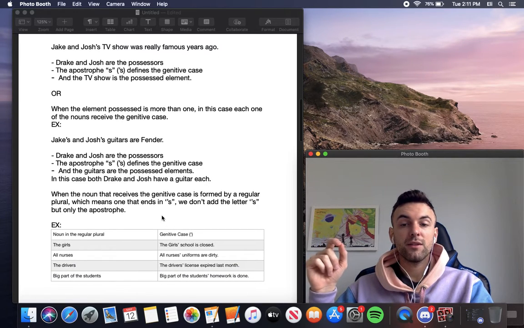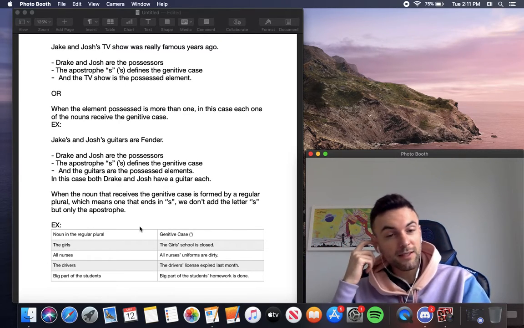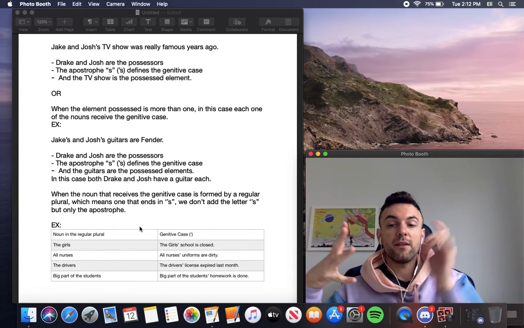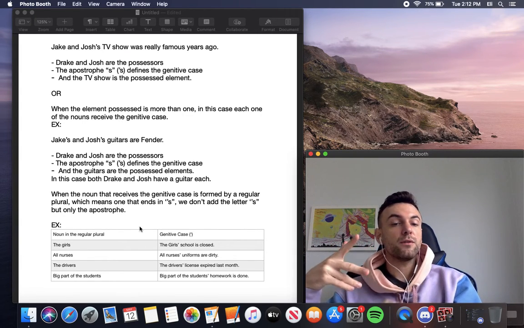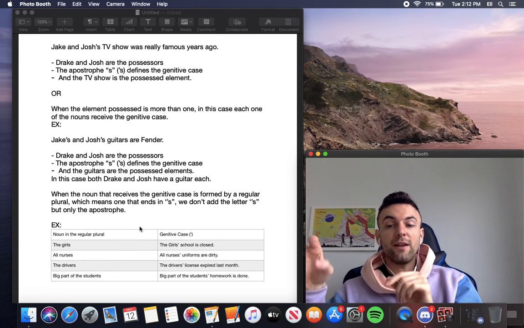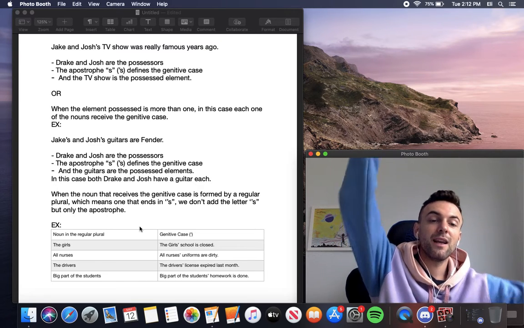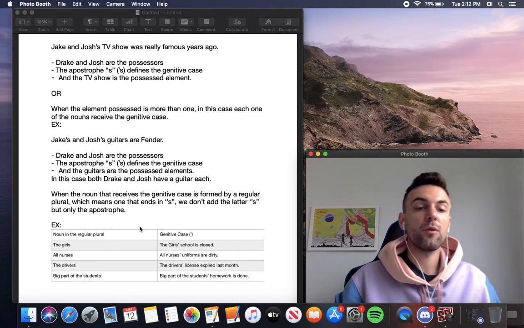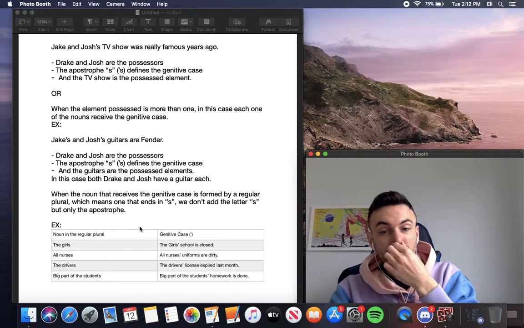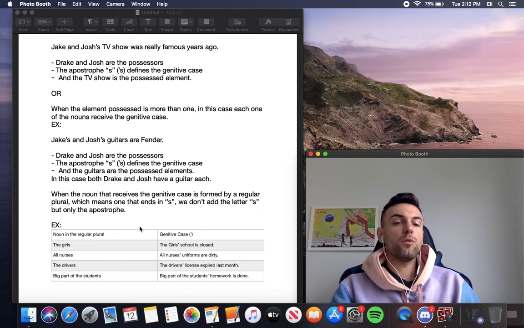When the noun that receives the genitive case is formed by a regular plural, which means one that ends in s, we don't add the letter s, but only the apostrophe. What is a regular plural, teacher? The girls, the boys, all the nurses, all the doctors, all the teachers, the drivers, the tables, a big part of the students, almost all the students, every regular plural ending in s. In this case here, the genitive case more common is simply the apostrophe without the double s.